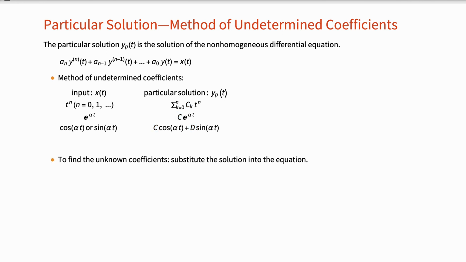We then find the coefficients by plugging this particular solution into the differential equation and solving for the coefficients. Note that if any term in this solution duplicates the terms of the complementary solution y_c(t), then we multiply it by the lowest power of t that will eliminate this duplication. We will see how this is done in an example a bit later.